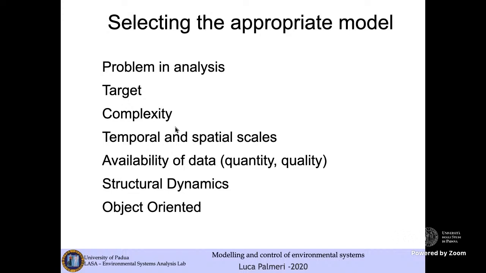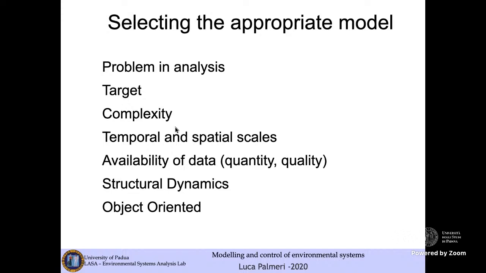For example, if I increase the spatial resolution and decrease the temporal scale, my model will be more chemical process oriented. If I decrease the temporal resolution and increase the spatial scale, then my model will be more ecological process oriented.